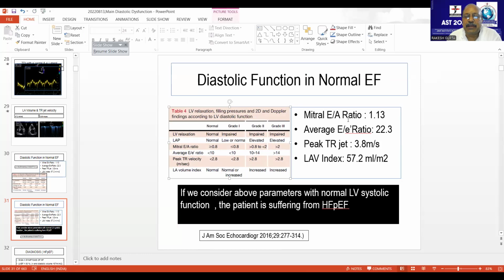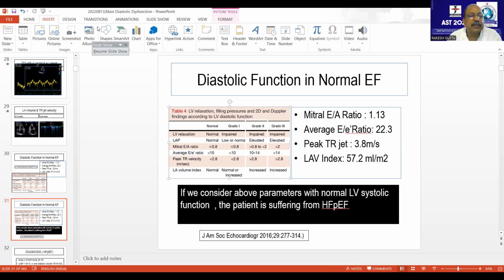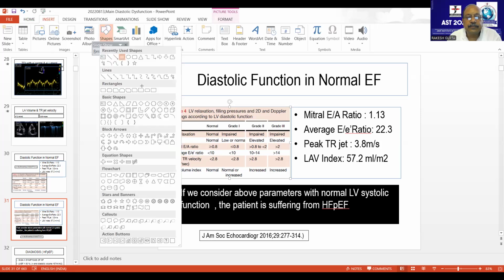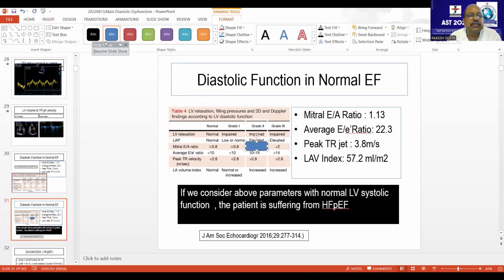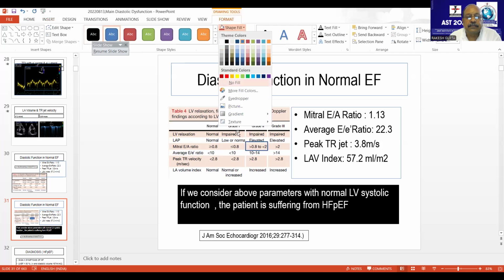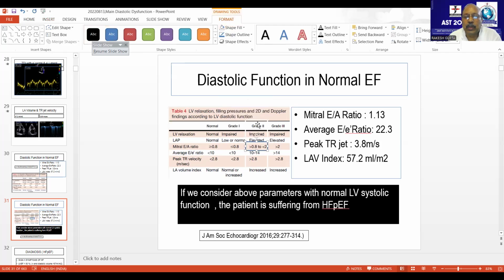If I have to put this parameter of 1 to 1.3, where will 1 to 1.3 come in? It will come to this parameter, and this is grade 2. Now, where will your E to E prime average value come? It can be 10 to 14 or more than 14.